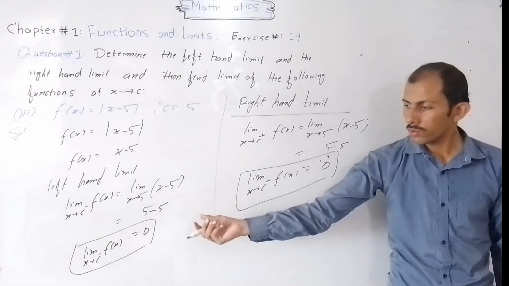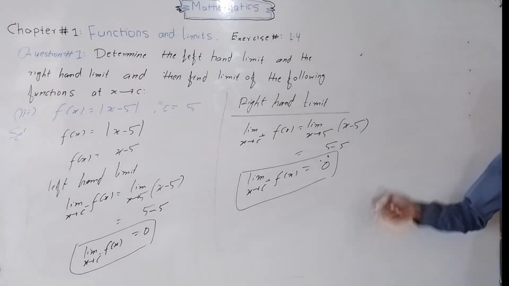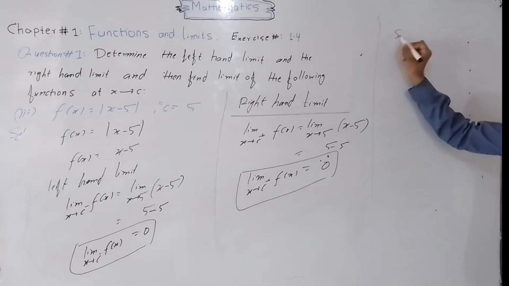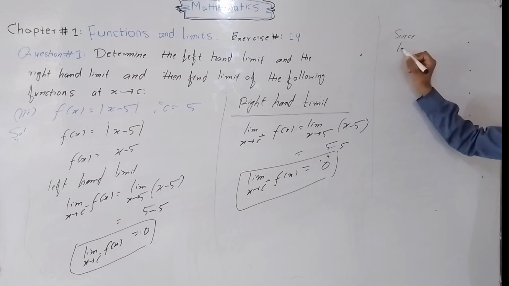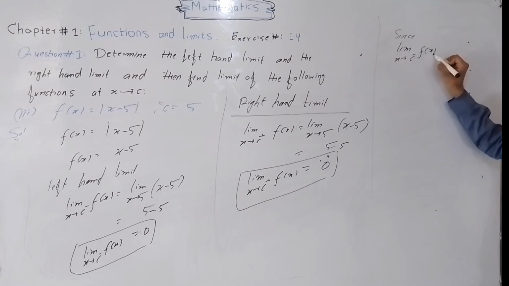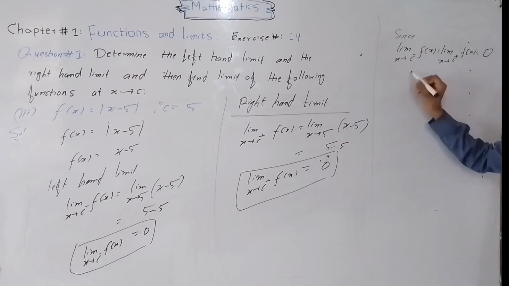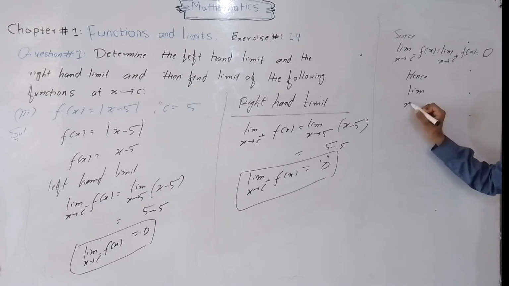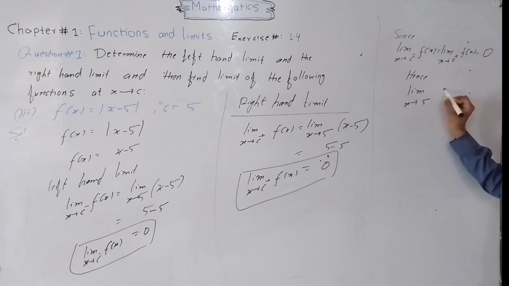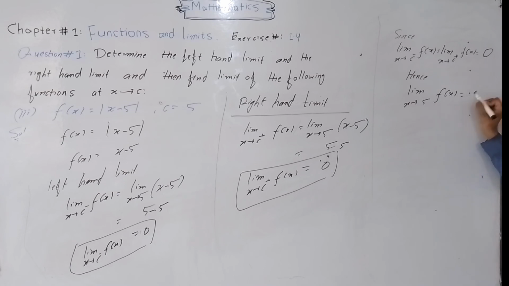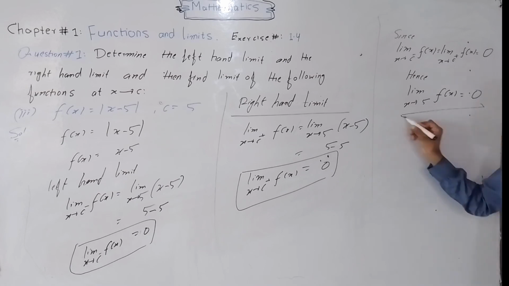Left hand limit is equal to 0 and right hand limit is equal to 0, which is equal to 0, hence limit as x approaches 5 of f(x) is equal to 0, which is the required solution.